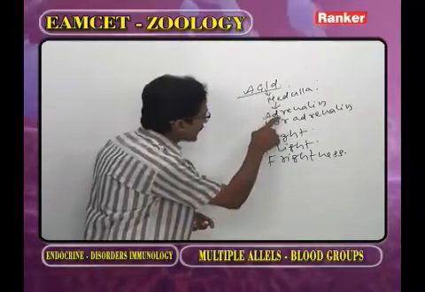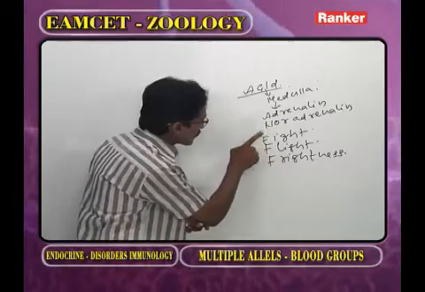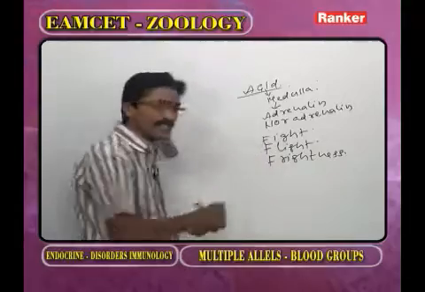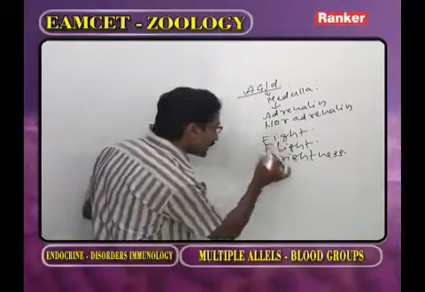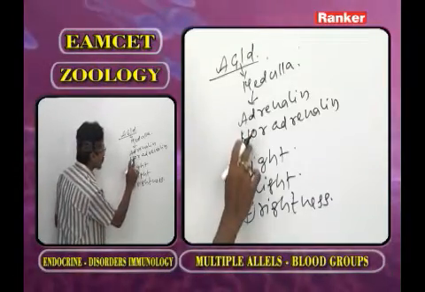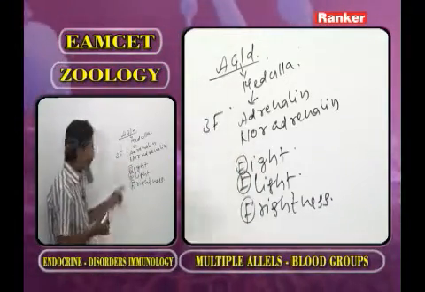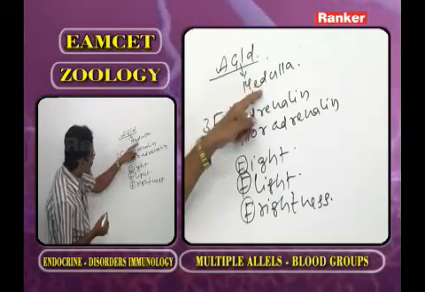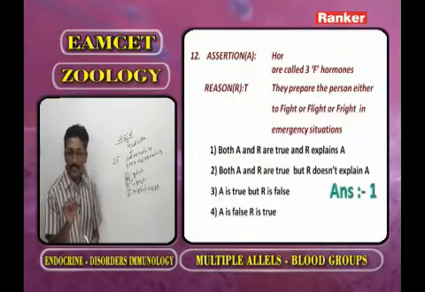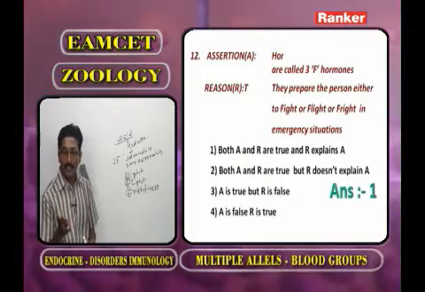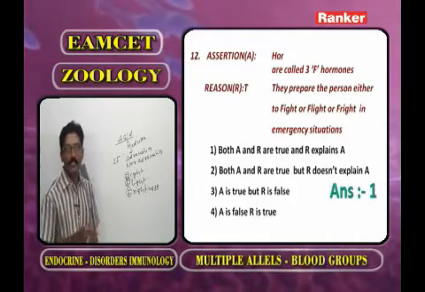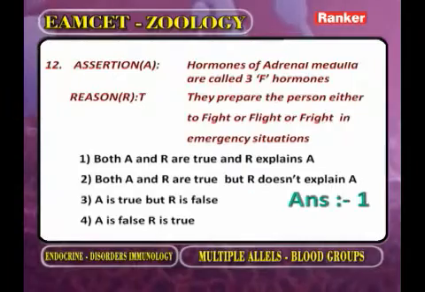So, the adrenaline and noradrenaline are responsible for the fight, the flight, and the fear. In these three conditions, the first letter is F. So these two hormones are called the 3F. These hormones are secreted by the medulla. Hence the medulla is called the 3F. Now you observe the reason. They prepare the person either to fight, flight or fright in emergency situations. So both are correct and the reason explains the assertion. Next question.